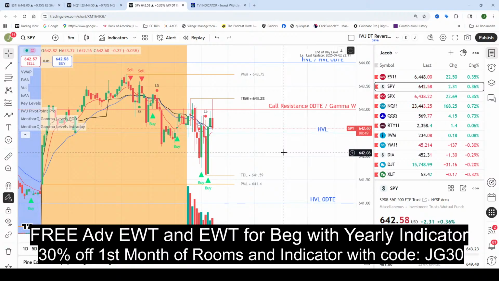The 64.50 roughly level is proving to be very strong for the Bulls. They are not able to push through it yet.